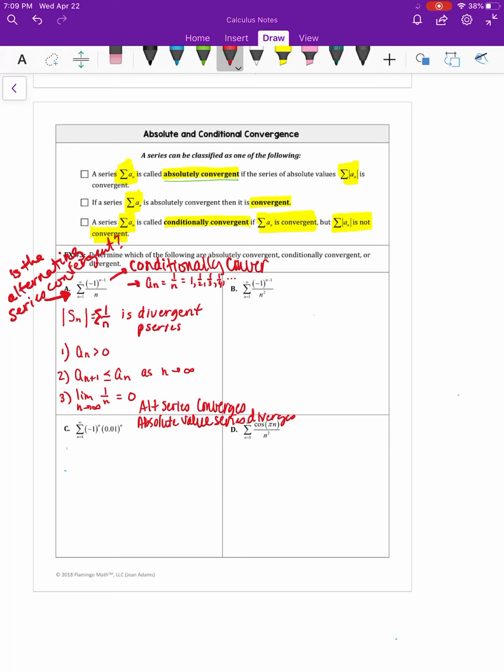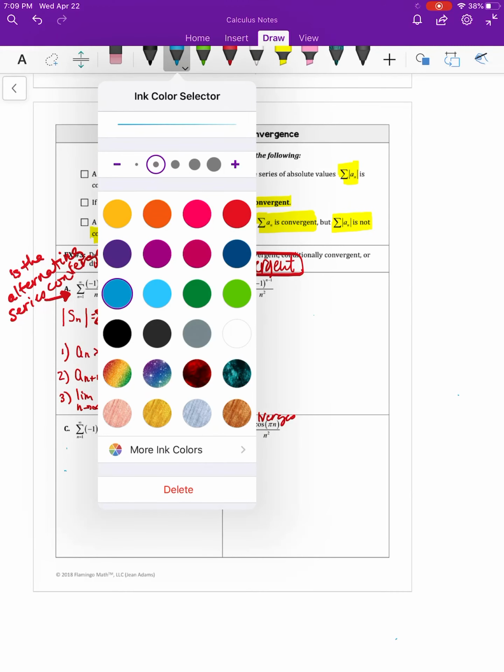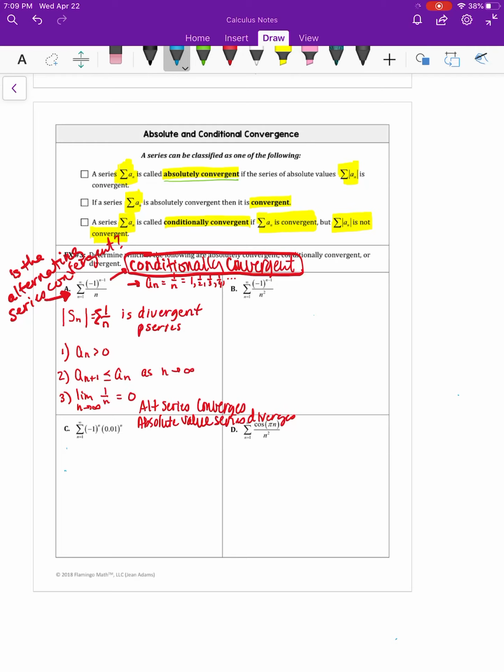So the alternating series converges, but the absolute value series diverges. Therefore, this one is going to be conditionally convergent. Okay, so letter A is conditionally convergent.